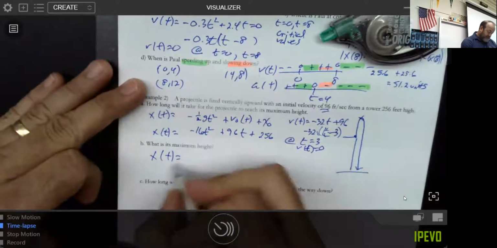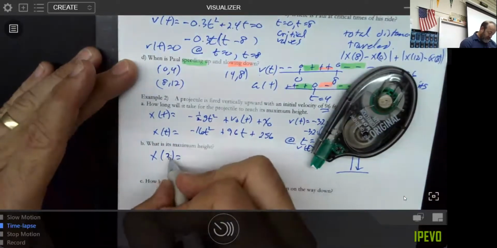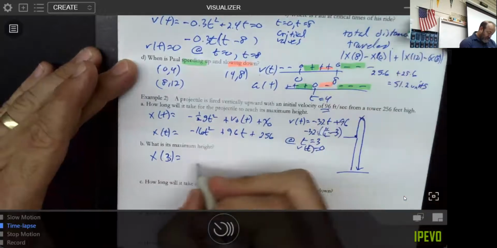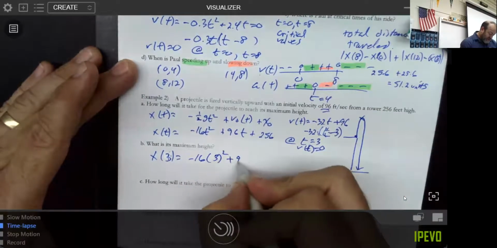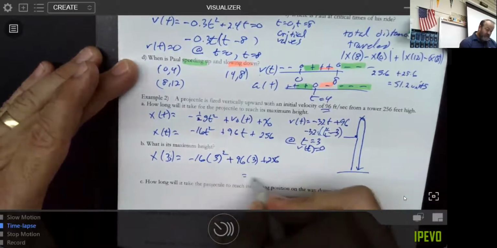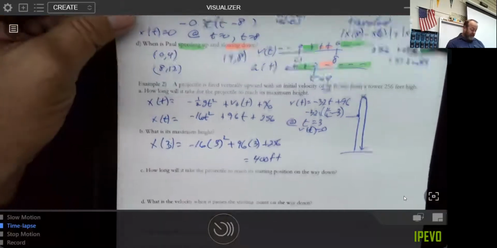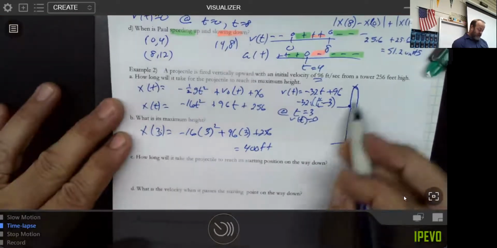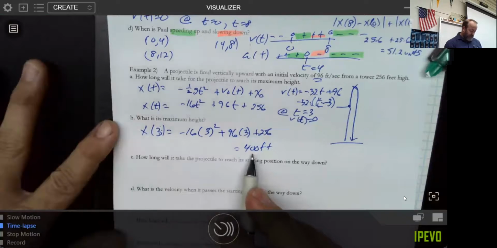So we're going to be finding out what is x of, or your position function, at 3. So if we were to plug in 3, negative 16 times 3 squared, plus 96 times 3, plus 256, you can do the calculator work on that. That is 400 feet up in the air. So it was 256 feet up in the air, and it went up an additional, I believe, 144 feet.